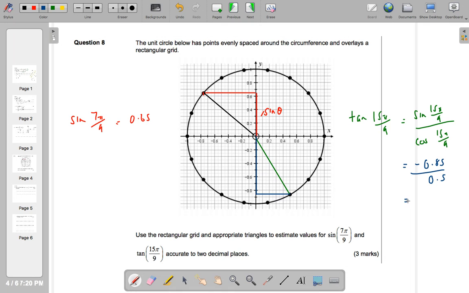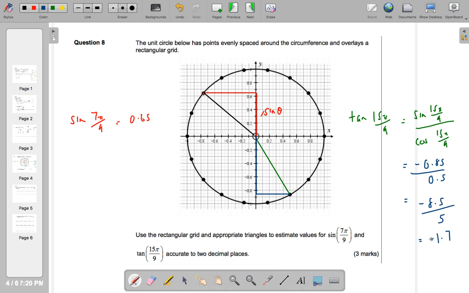Okay. Now, cancelling that down is not all that easy. You might want to convert those to whole numbers by multiplying by 10. Might make it easier. You can do that. Okay. And if you do that, you get negative 1.7.